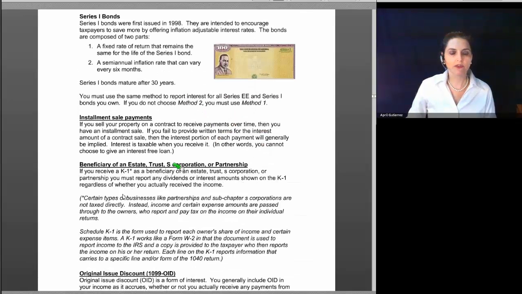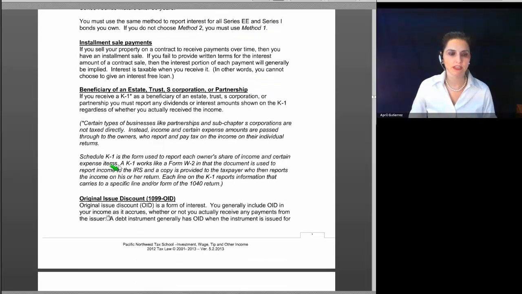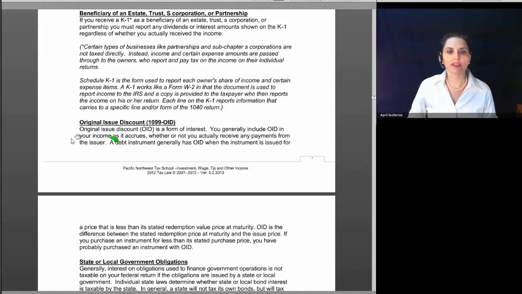So again, if you receive a K-1, you have to remember that the income reported on the K-1 retains its character and goes over to the appropriate lines of the 1040. Original issue discount is a form of interest, and you generally include OID in your income as it accrues, whether or not you actually receive any payments from the issuer.